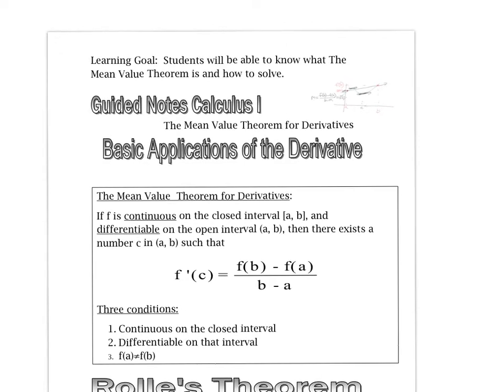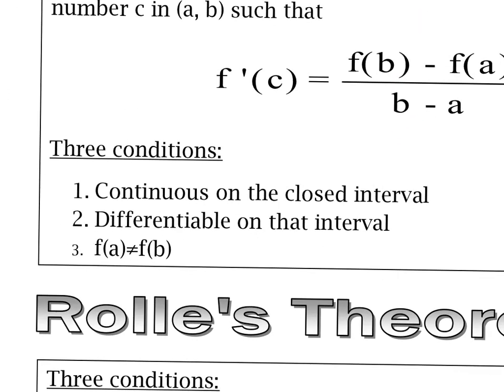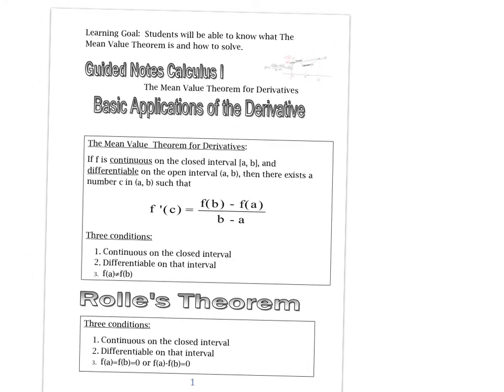And as long as that's true, then there has to be some number C where the derivative, where the slope at that point is equal to the slope between the 2 points. That's it. So here's the conditions. Continuous on the closed interval, differentiable on the open interval, and then f of A can't technically be equal to f of B. This is really a special case. If it is equal, then it's a special case called Rolle's theorem, which we're going to go over in the next video.